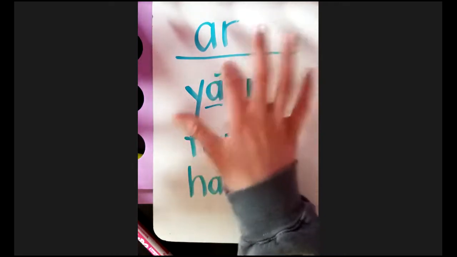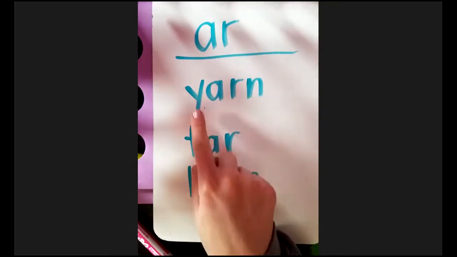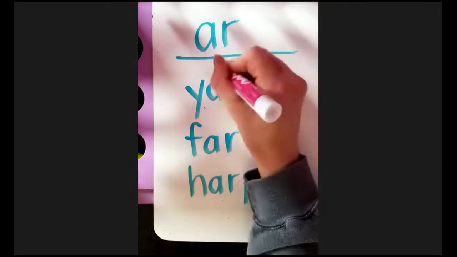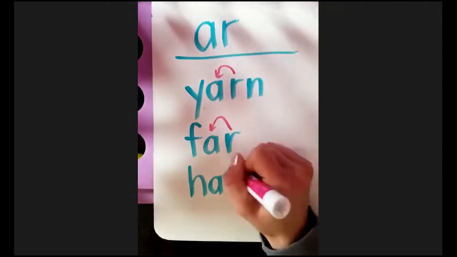If I was going to read these words and the R was not bossy and the A just made its normal vowel sound, then this is what it would sound like. Yarn, far, harp. But we don't say, let's throw the ball far. We say, let's throw it far. So in all of these words, the R is bossy. But remember, he comes behind.